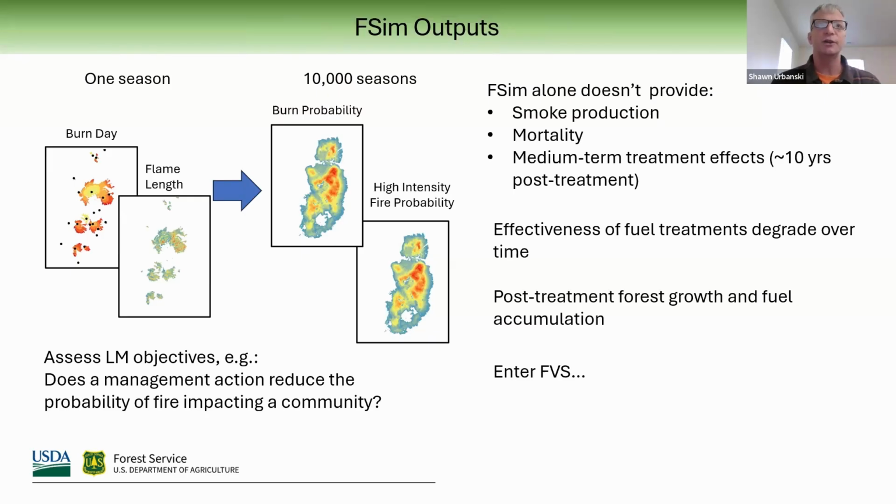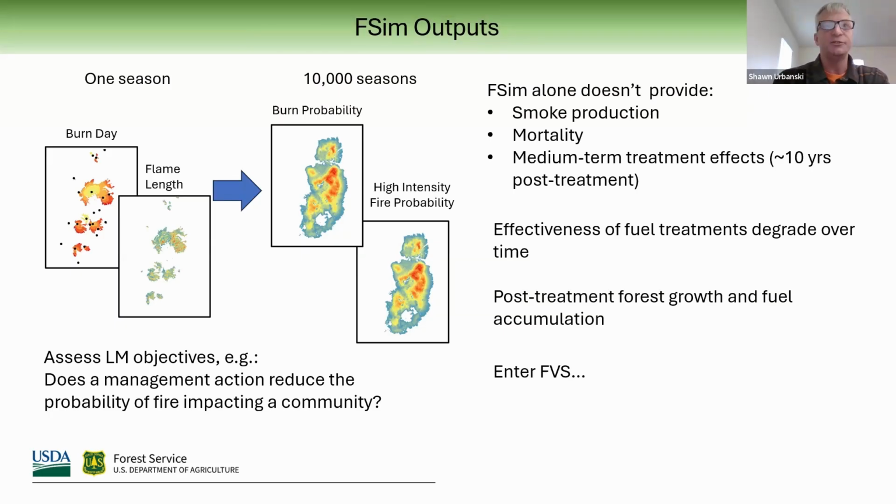They can help them address questions like, will this land management action reduce the probability of fire impacting a community, for instance? But what FSim alone doesn't provide is information on smoke production, tree mortality, or medium-term effects. If we conduct a fuel treatment, what happened? How effective is that fuel treatment 10 years down the road? We can't really say that specifically with an FSim simulation, because you give it the landscape at the beginning, and it's static throughout that same set of simulations.